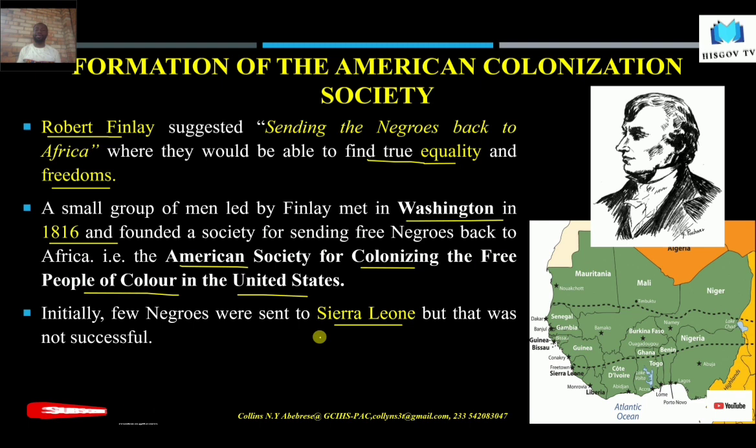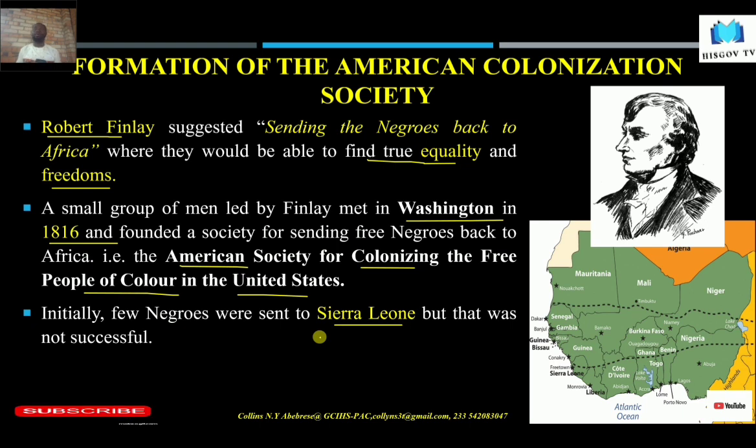Don't forget that Sierra Leone also had been chosen by the British, after they abolished slavery in Britain, to settle all freed slaves who were also facing the same challenges as those in the U.S. were facing, because in Britain too the same situation arose, whereby slaves or freed slaves were being discriminated against. True equality and freedom was not possible for these slaves, all right?